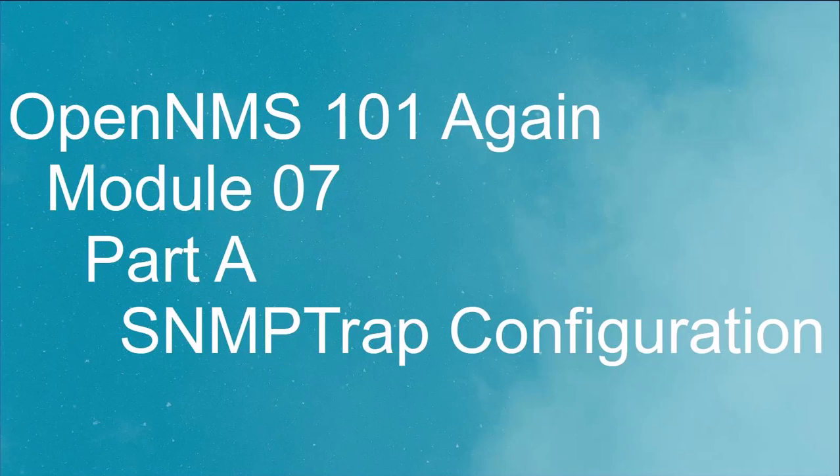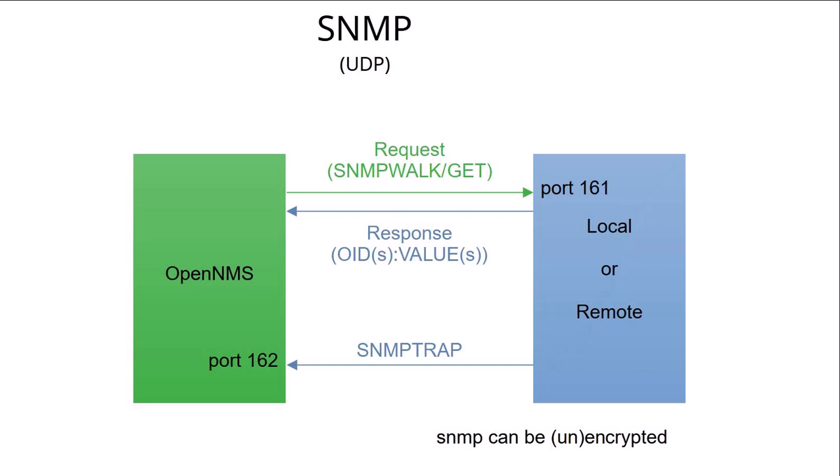This is OpenNMS 101 again, Module 7, Part A, SNMP Trap Configuration. The purpose of processing SNMP traps is to convert them into events, then notifications and/or alarms as necessary. The SNMP slide indicates that SNMP traps are sent from the network element to OpenNMS on port 162.